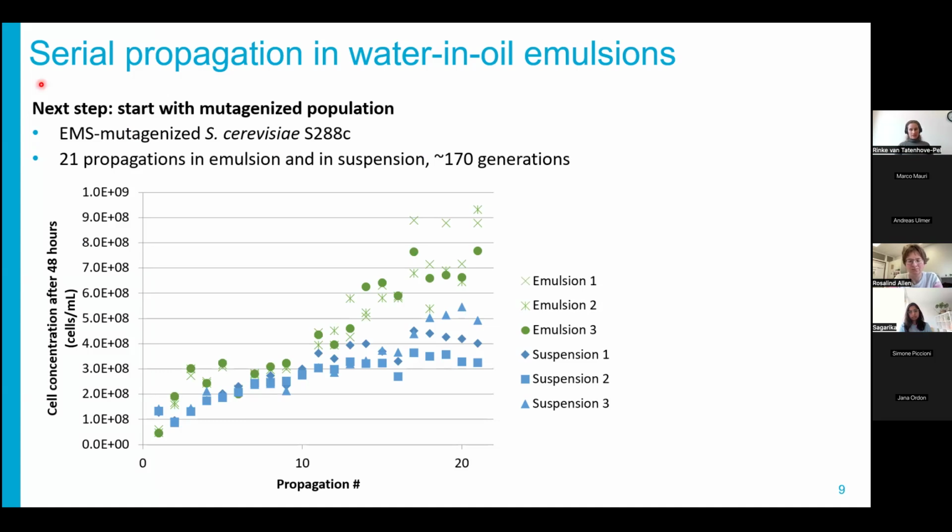And this is what we saw in time. On the x-axis, you see the propagation number. And on the y-axis, you see the cell concentration that we measured after 48 hours, so after each propagation. And you see that, well, first, both of them increase, both in suspension and in emulsion. But in the end, in emulsion, we find the highest cell concentrations, higher than what we find in suspension. And we took these strains and we sequenced them, and we consistently found mutations in the hexokinase 2 gene in these emulsion evolved isolates.